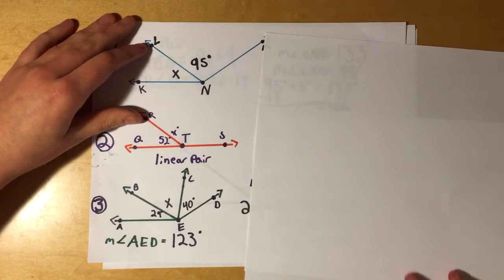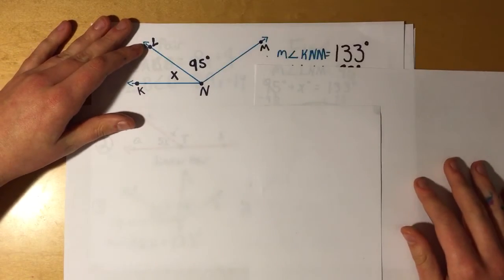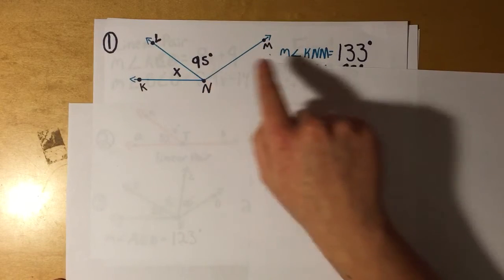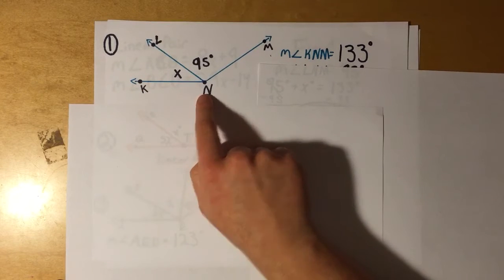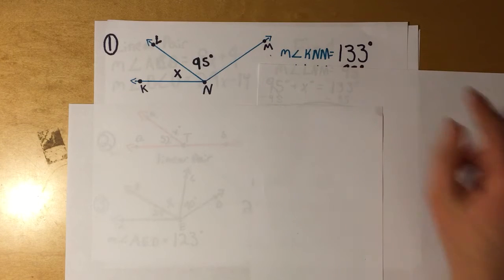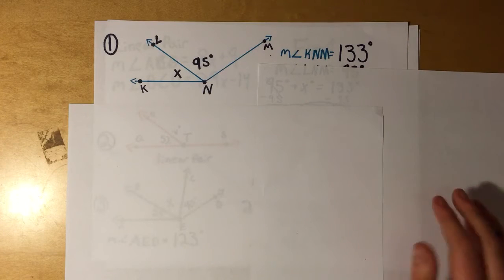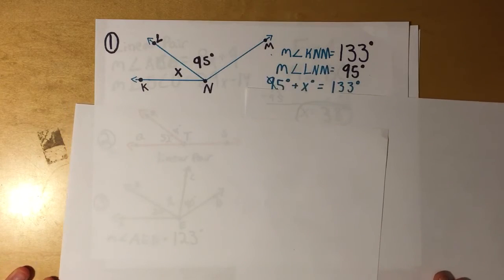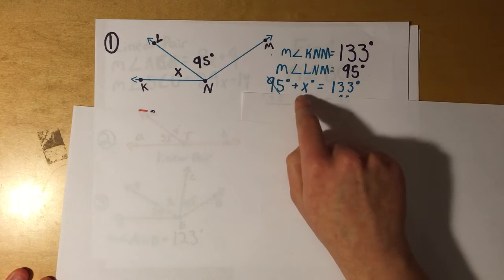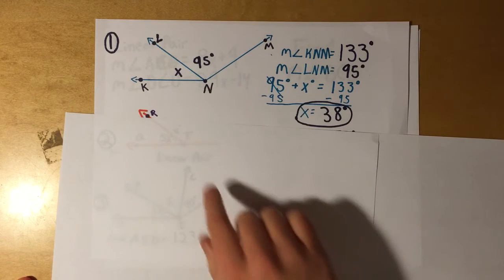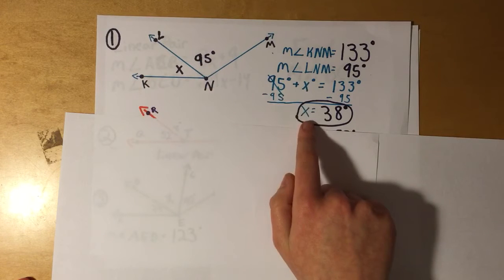All right, in the first one, you are given that the measure of angle LNM is 95, and that the measure of angle KNM, the exterior angle, is 133. So now, to find the measure of angle KNL, we set up an equation equal to 133. So 95 plus x equals 133. Solve for x, and the measure of angle KNL is 38.